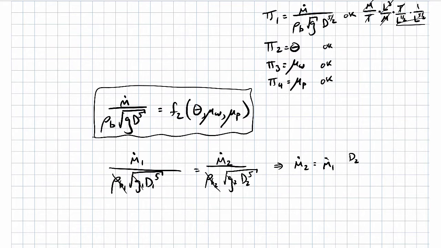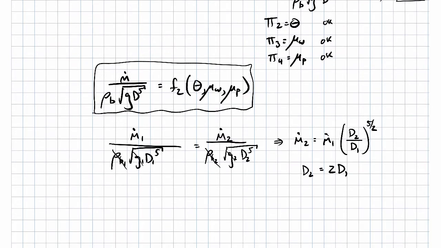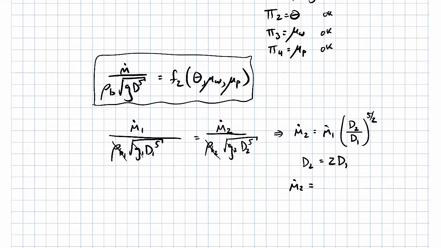Let me rewrite that. Instead of square root, it'll be d2 over d1 to the 5 halves. But we're told that the diameter doubles, so d2 is 2 times d1. So m dot 2 will be m dot 1 times 2 raised to the 5 halves, which comes out to be, if you just plug that into a calculator, about 5.66 approximately.